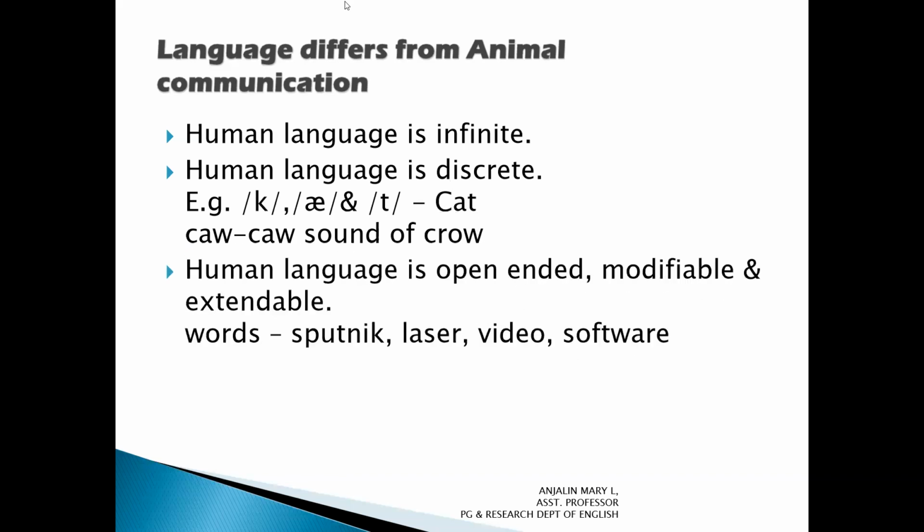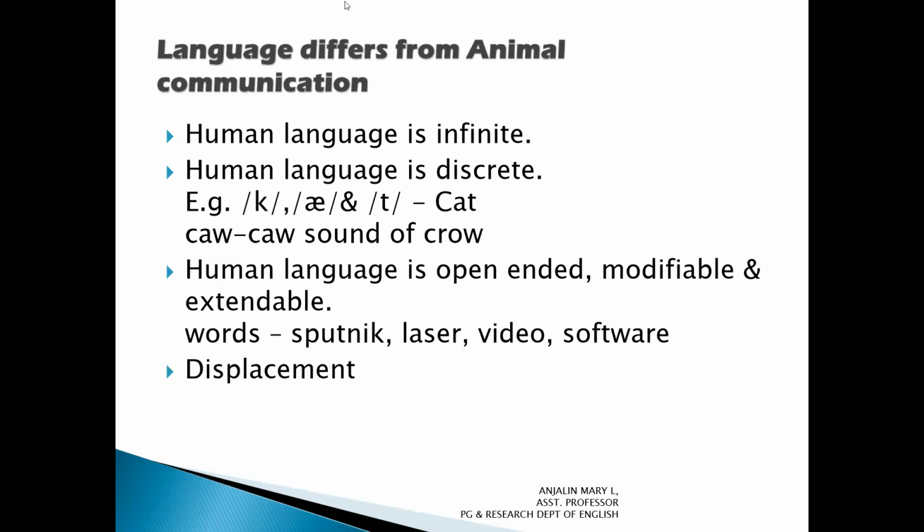And the third point is human language is open ended, modifiable, and extendable. It is true because we all know animals' communication systems are closed systems where they do not permit any sort of change, modification, or addition. So whether it is a bee's dance or a cock's crow, it is the same as it was 200 years ago. There is no change. Whereas language changes, it grows every day, and you can see new words continue to be added in the course of time. Let us take a few words as an example: Sputnik, laser, video, software. All these words did not exist anywhere in the English language 300 years ago. But now we are using them. So that is why language is open ended, modifiable, and also extendable.